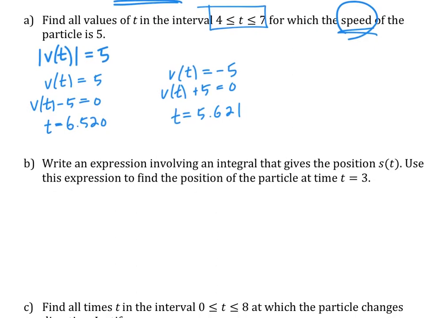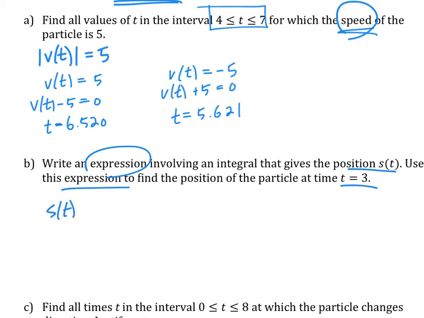Okay, B. Write an expression. So expression means don't solve. Involving an integral that gives the position s. And then they do want you to solve. Use this expression to find the position of the particle at time equals 3.